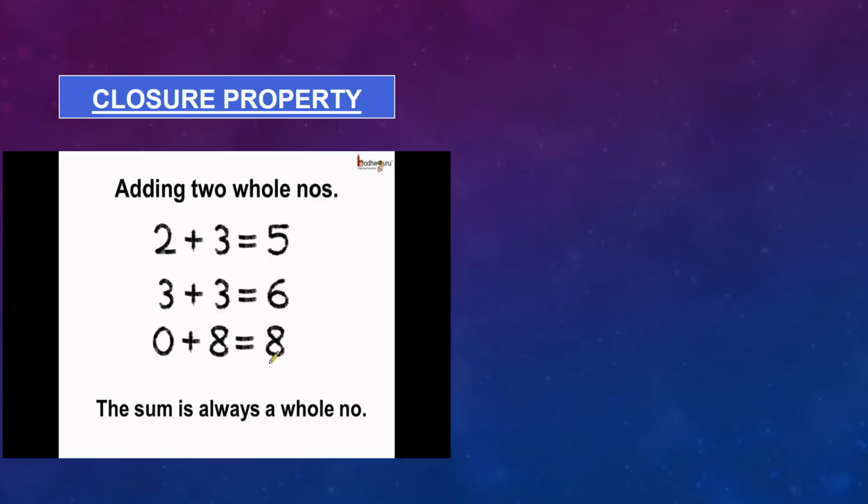Few more examples to understand closure property. 2 plus 3 is equal to 5. 2 is a whole number, 3 is again a whole number and their sum 5 is a whole number. 3 plus 3 is equal to 6. 3 is a whole number and their sum 6 is again a whole number.